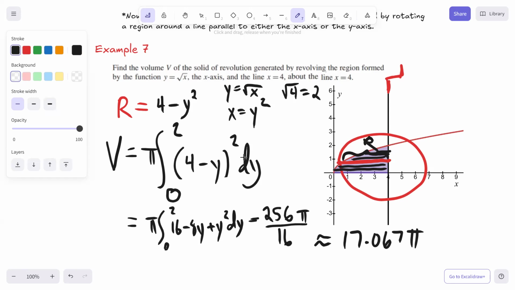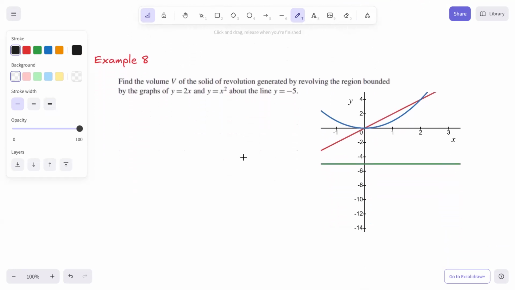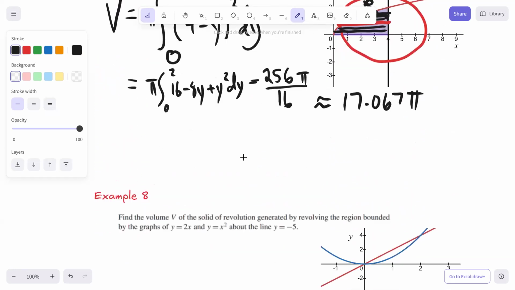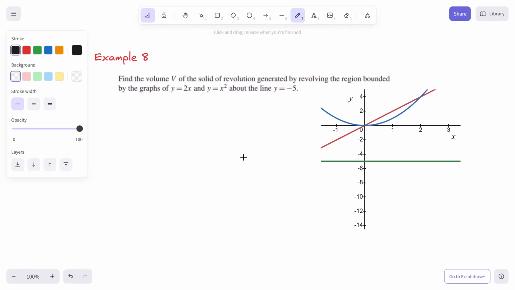Okay. Next one, we're going to look at this region. It's actually going to be revolved about the line y equals -5 all the way down here. So if you look at the region, it's bounded by 2x and x squared. So it's this region right here. This looks little because you had to zoom out to get the whole thing. Okay, but we're revolving about a horizontal axis. That means our strip is going to be perpendicular to it, and it's just going to go right here. So this whole thing gets rotated around.